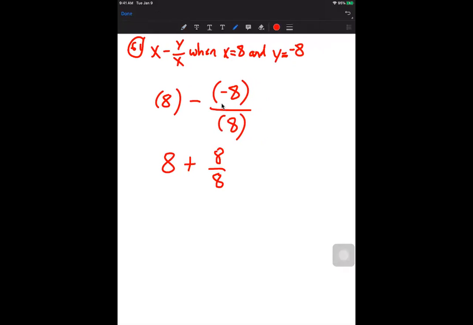So next we're going to look at our multiplication and division. We have the division here. 8 divided by 8 gives us a 1. And obviously 8 plus 1 is going to give us 9. Are there any questions on that one?